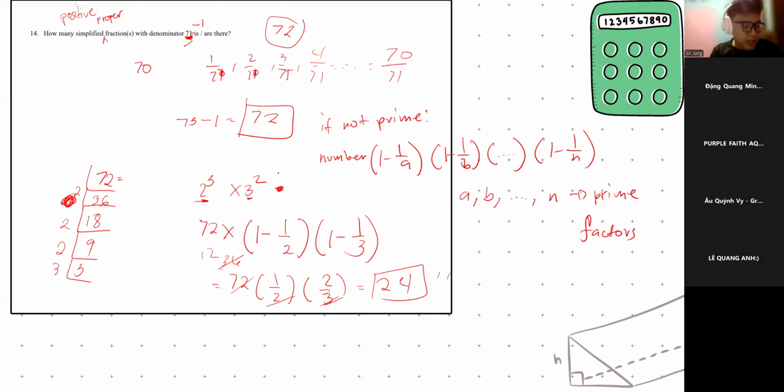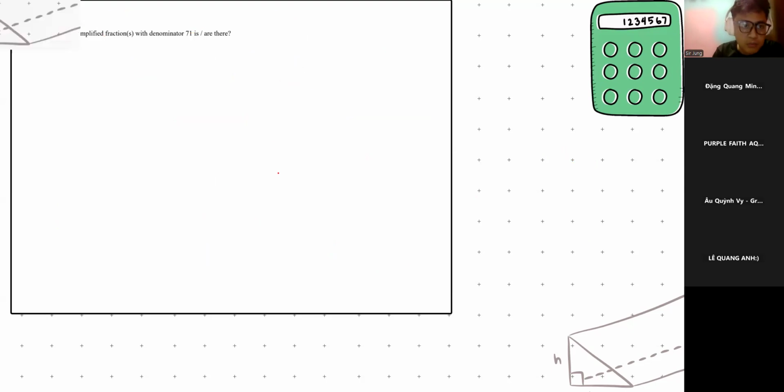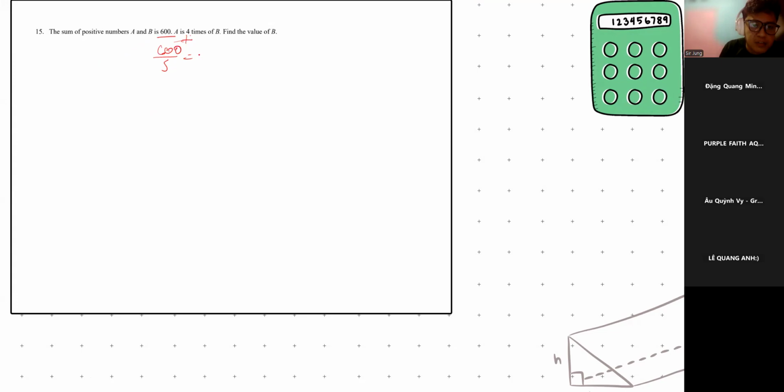If none, we'll have number 15, and then a short break. Number 15: the sum of positive numbers A and B is 600. A is 4 times B. Find the value of B. To solve for this, you just need to add 1 to 4 and then divide 600 by 5, and that should be the answer, 120. Okay?